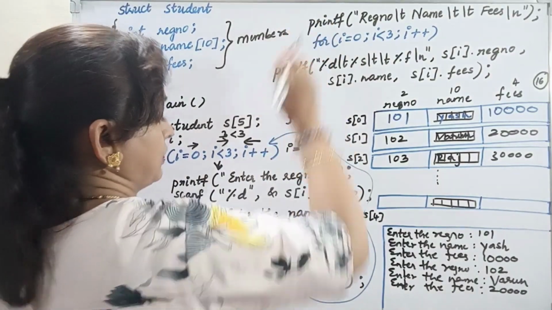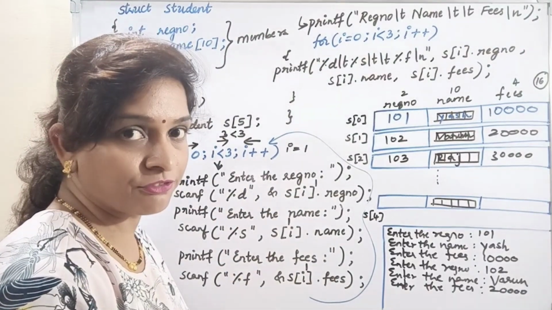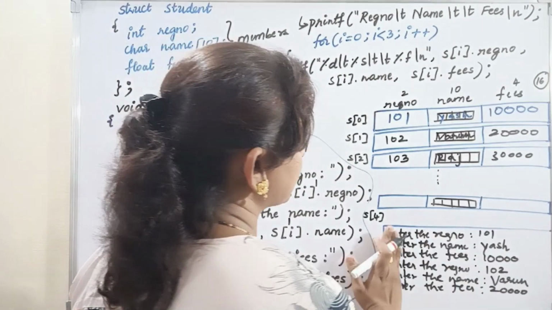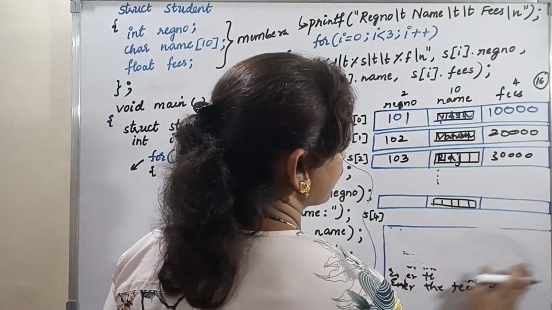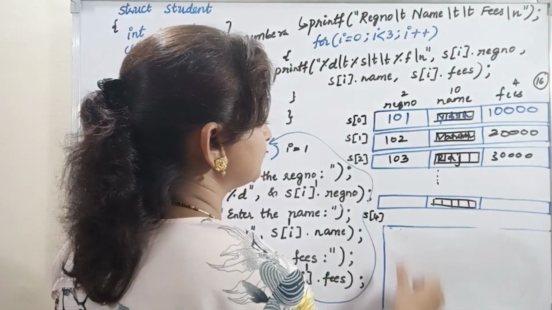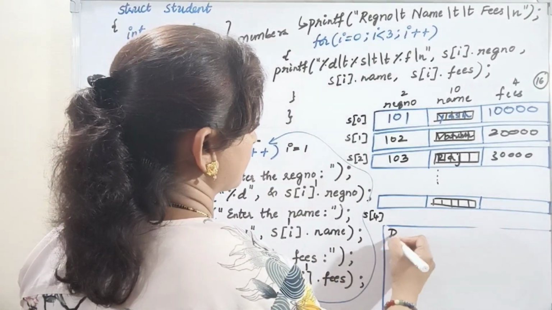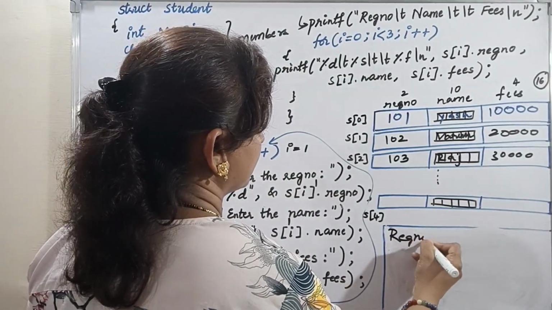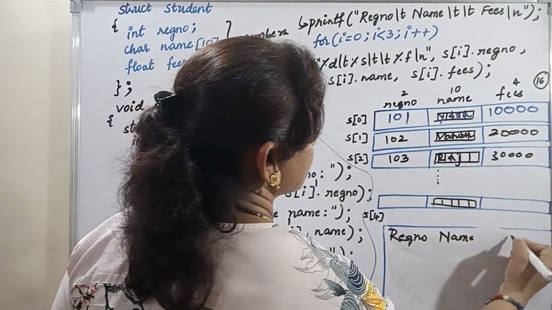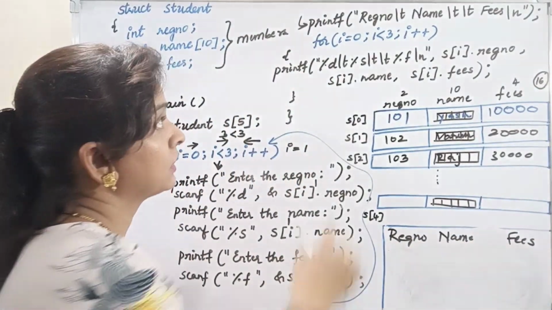Control will be to this point. So my continuity is here. Control goes to this line. I say printf register number, name and fees. So in the output screen, what am I going to get? I am going to get a message like this: register number, tab space, name, 2 tab space and then fees. That will be the common message.